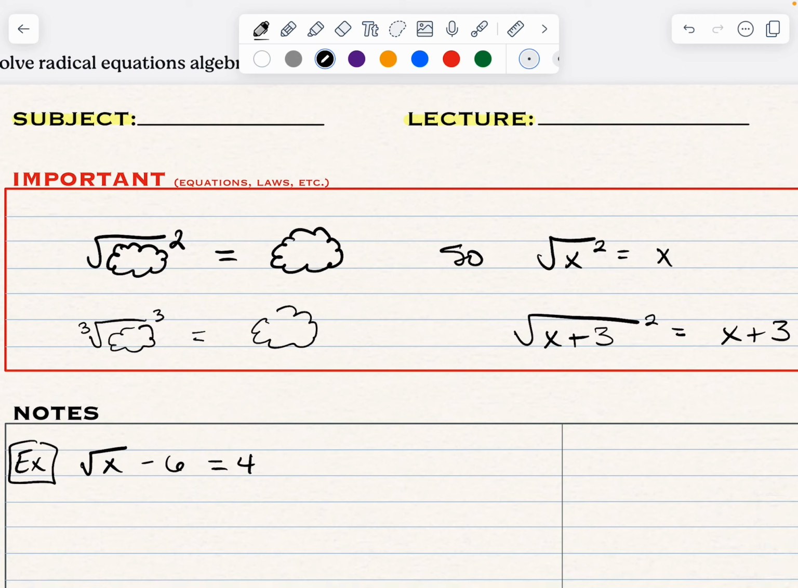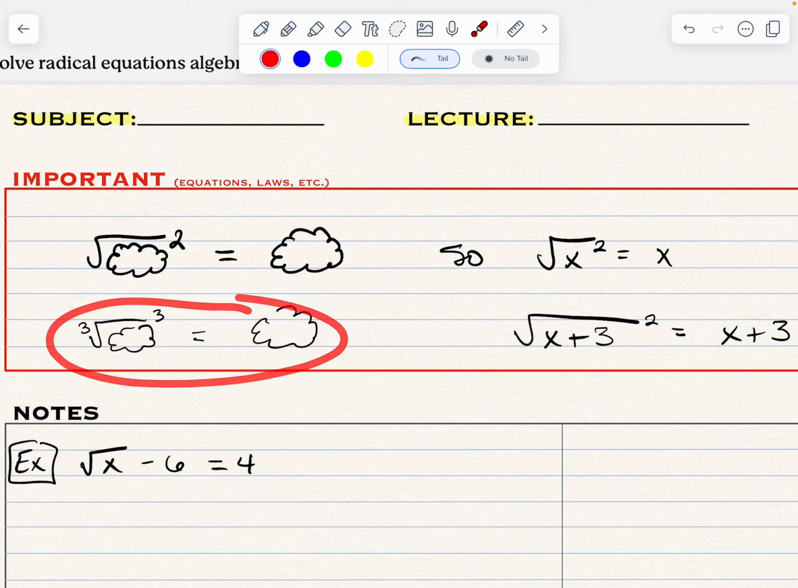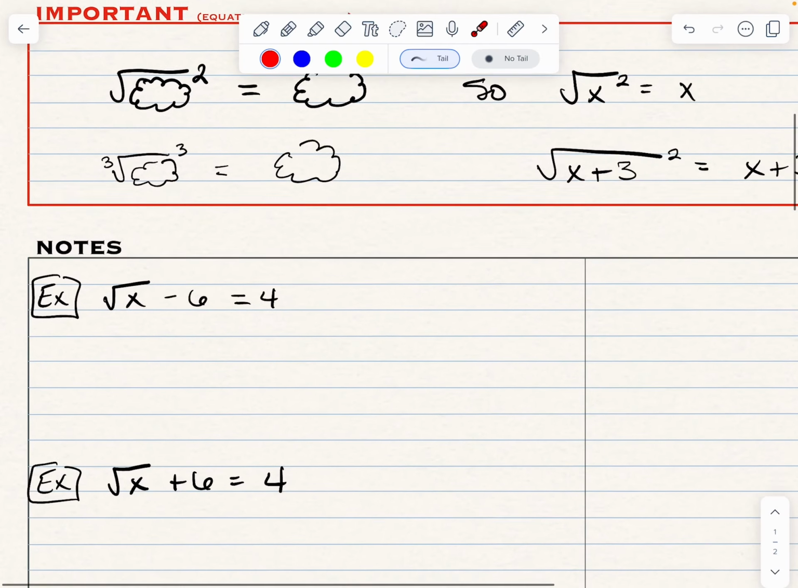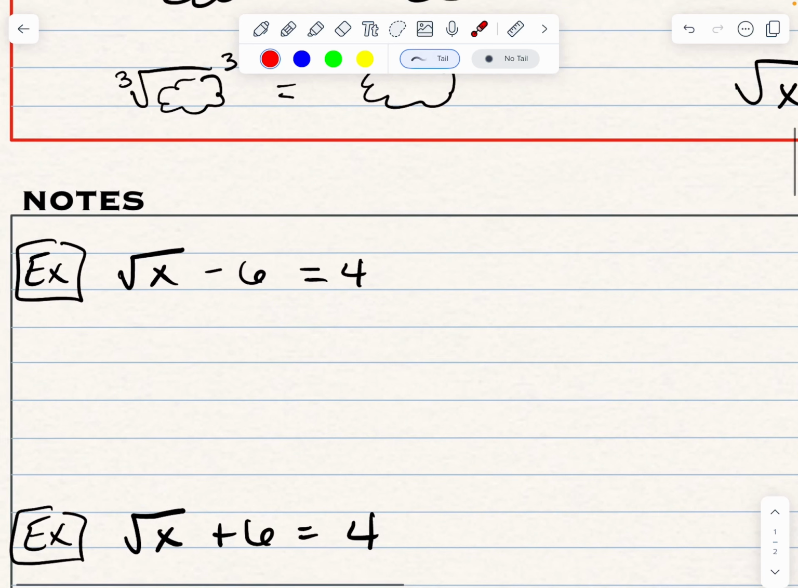Important things to know for us is that if we square a square root, you just get what's underneath the square root. So the square root of the cloud squared is just equal to the cloud. For example, the square root of x squared, you just get x. The square root of x plus 3 squared is equal to x plus 3. The same could go for cubic roots. If you take the cube root cubed, you just get what's under the radical sign.